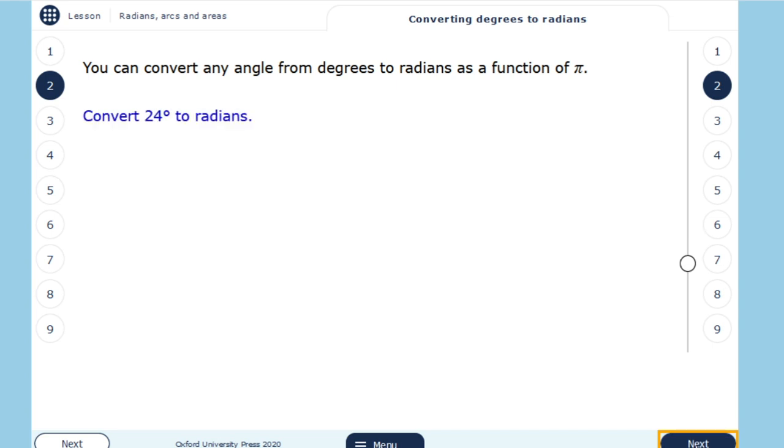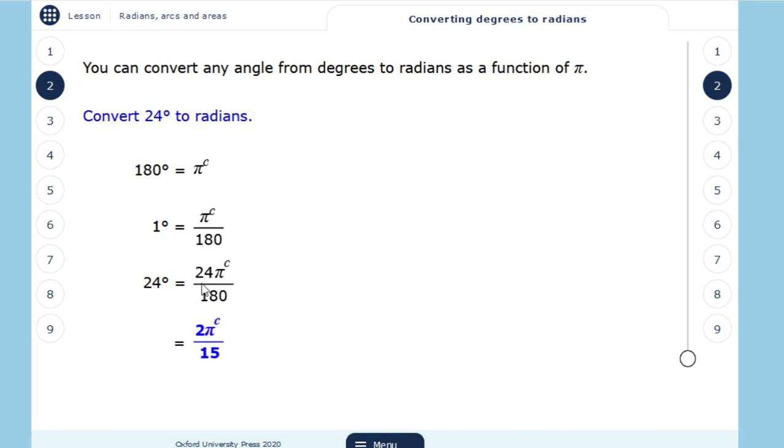Convert 24 degrees to radians. 180 degrees is π. 1 degree is π over 180. So 24 degrees will be 24 times π over 180. Basically it's 2π over 15.